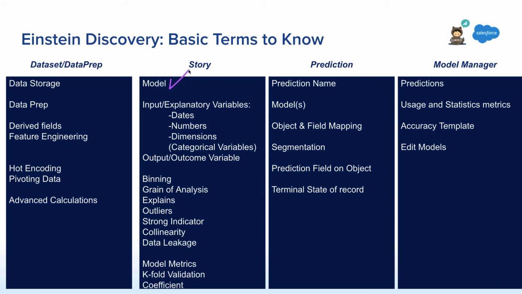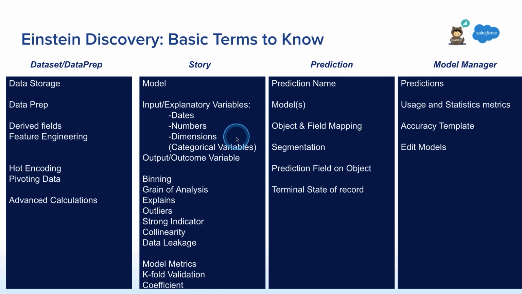Once you create the story, you get the model, you get all your input variables, the variables from the data set that you are saying, these are my variables, build the model on it. These are the historical information. So they could be dates, numbers, dimensions. Dimensions, you might hear the term categorical variables. Again, it's pretty much text, okay? It's categorical. And you might hear also the word feature.